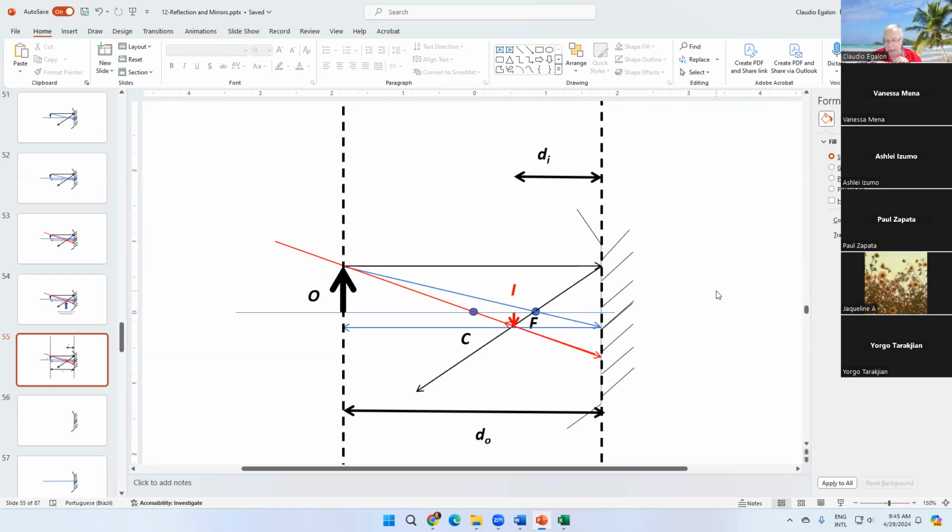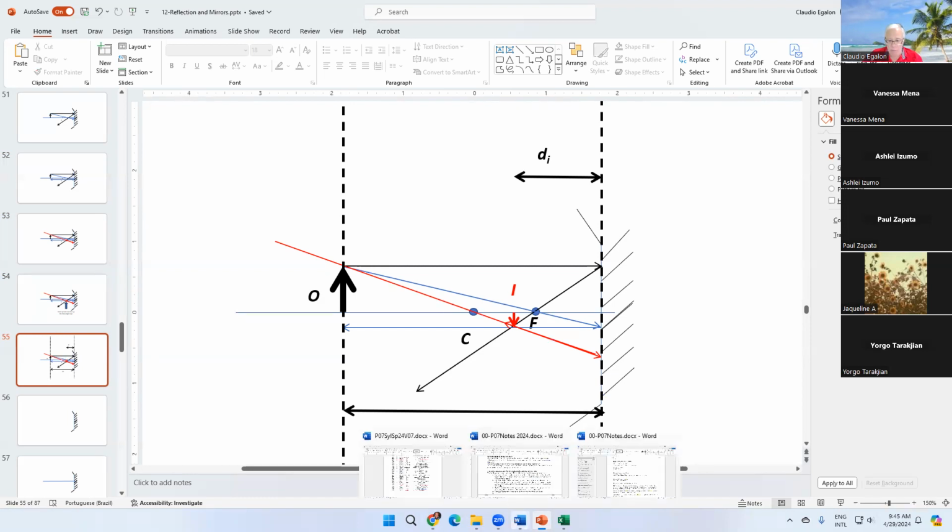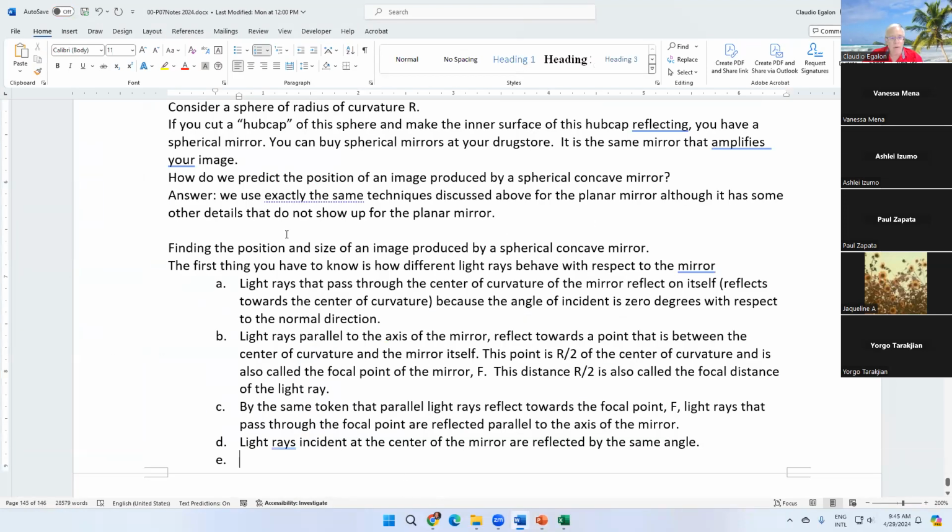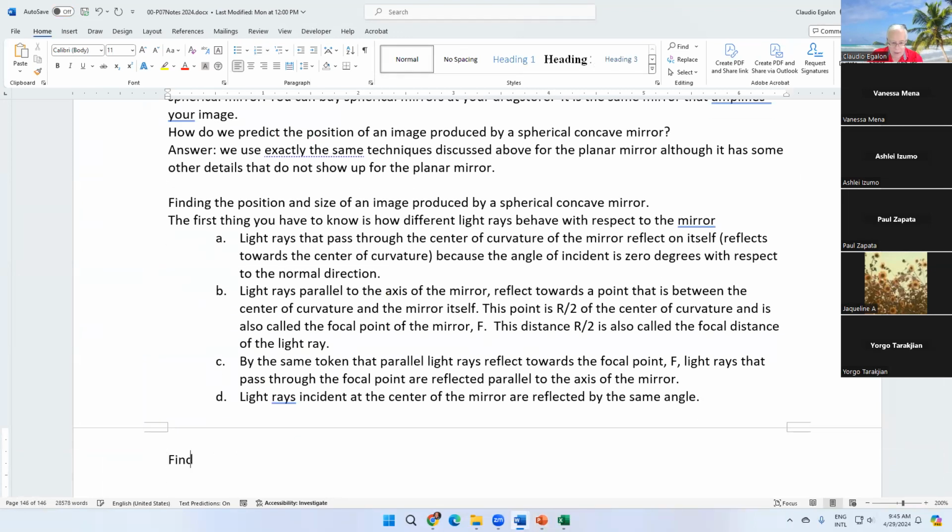But if you want to know exactly the position of this image, we use a very simple formula that's easy to memorize. Okay, so here you go. First thing you have to know. So let's document step by step, right? Find the position of the image of a given object in front of a spherical concave mirror, right?